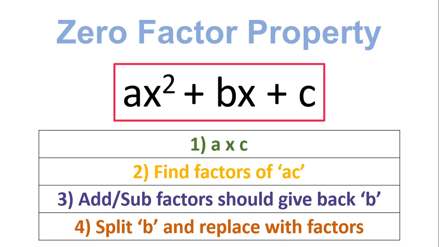Whatever two factors you've got, if you add or subtract them, you should get back your b value. And then the last one is that you have to split and write down the factors. Now, what do I mean by split? The b is split, and you have to write those two factors in place of your b, and then you form the factors. Now we're going to look at one example.